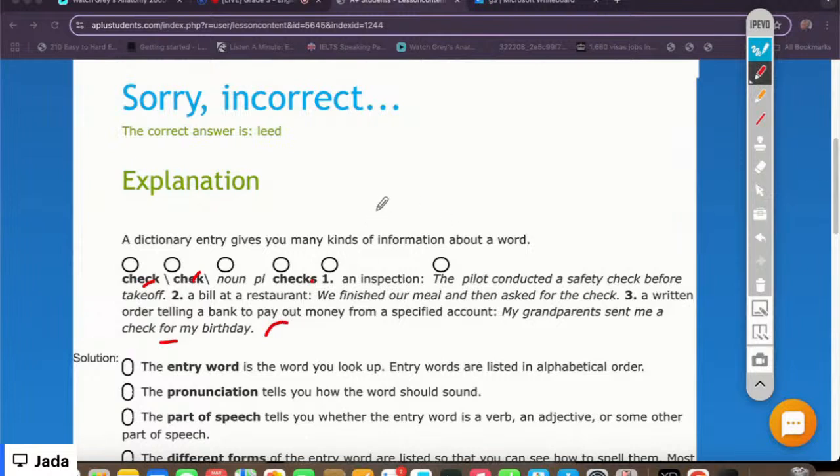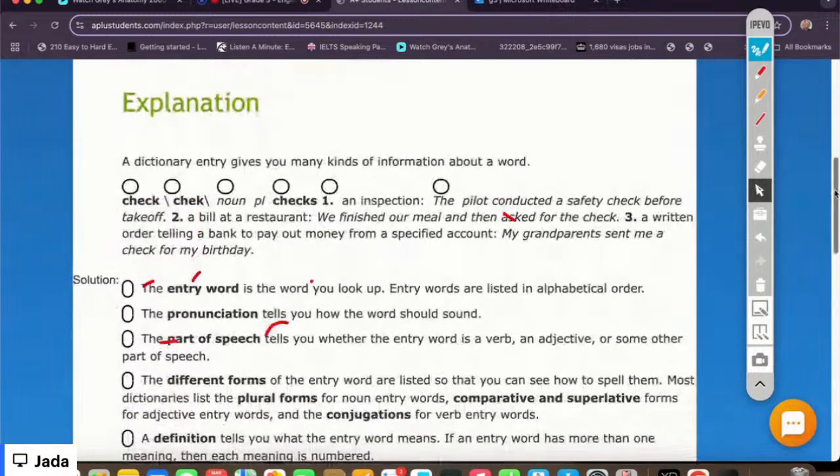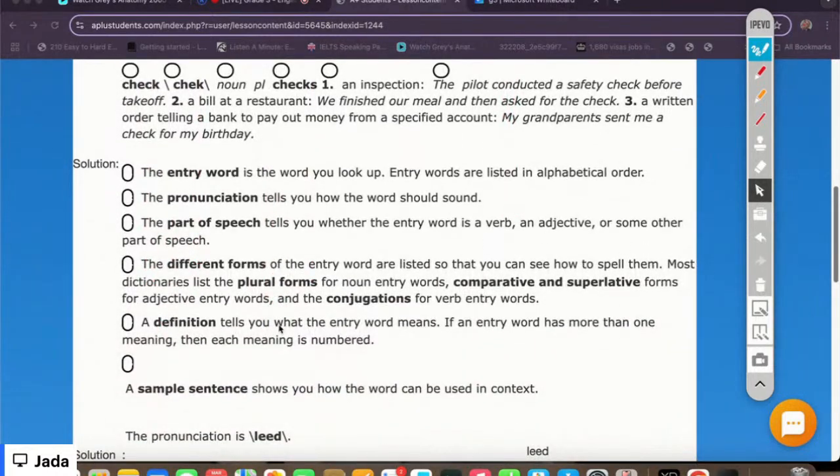All right, so in general, the dictionary entry just gives you more information about different words or a certain word, okay? So you can see that some of the words could have the same pronunciation, but they all have different meaning, okay? So the entry word is the word you look up. Entry words are listed in alphabetical order. So it's the word that you search for.